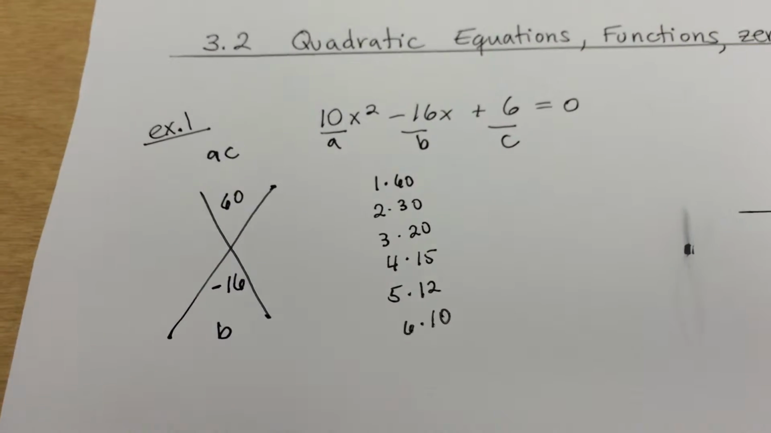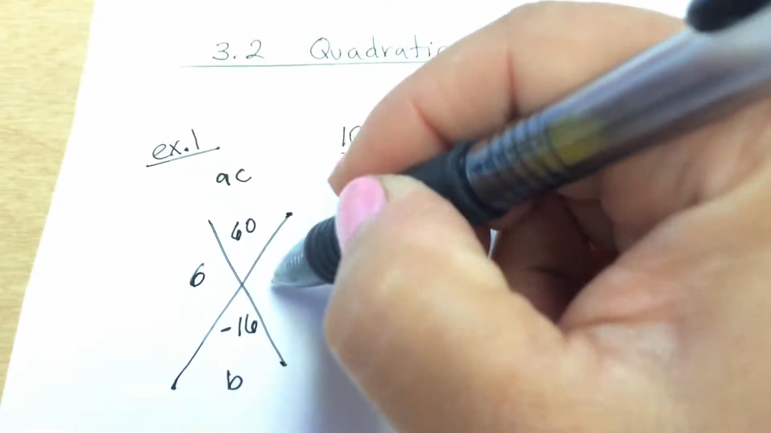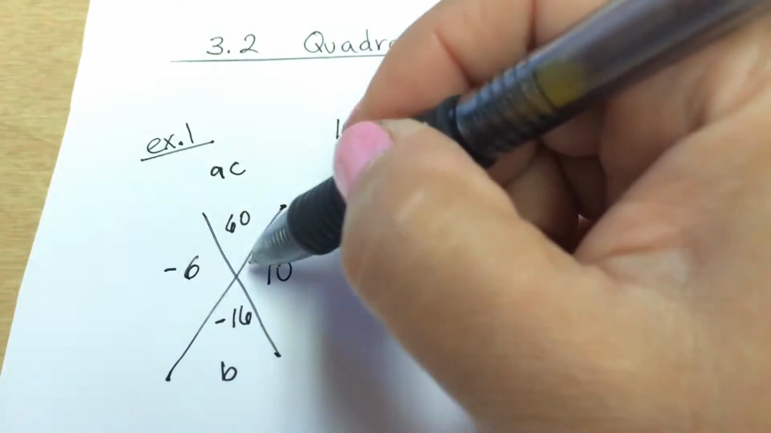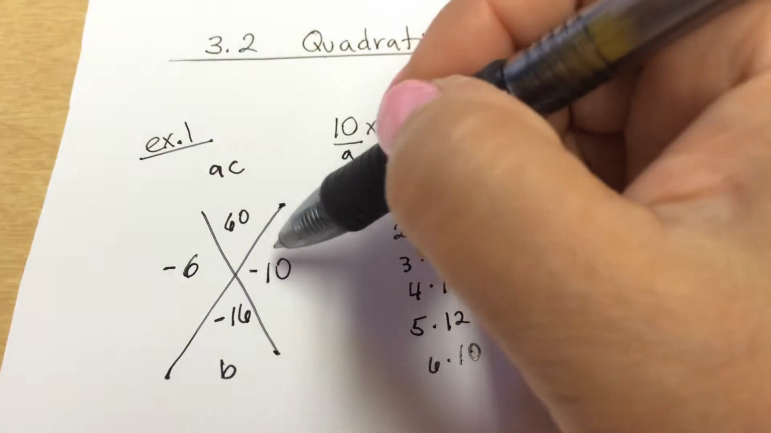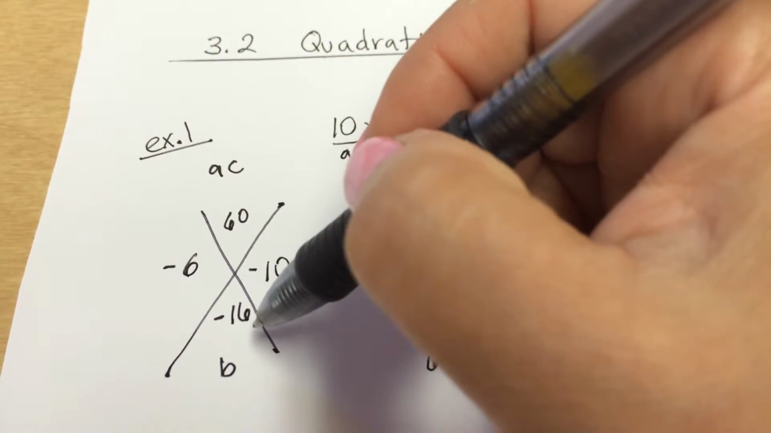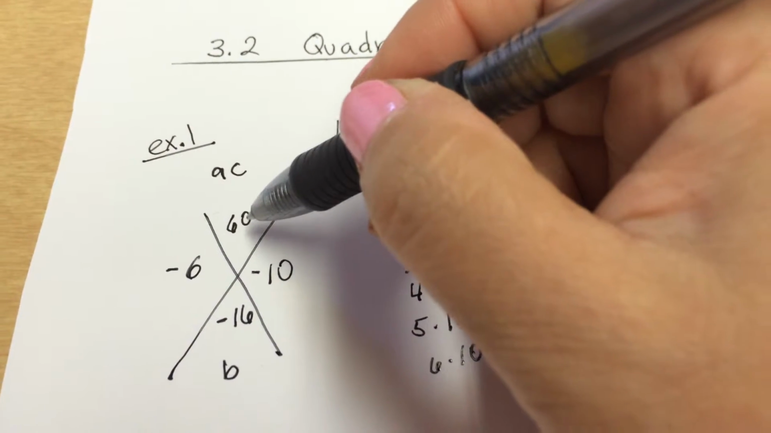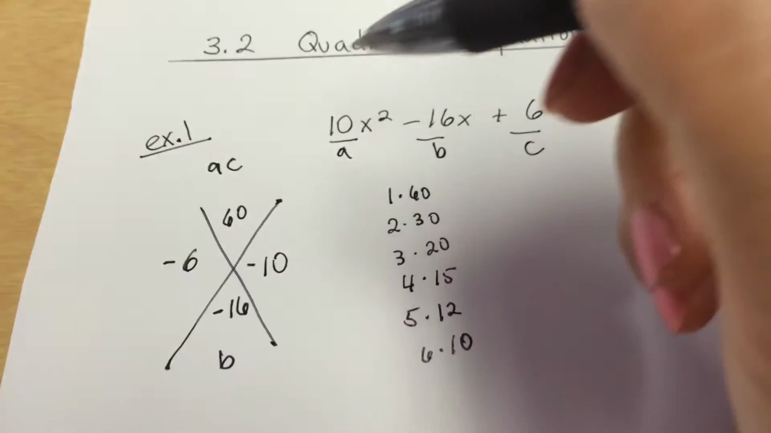Okay? So it's going to be 6 and 10, so I'm going to put 6 and 10 right here. Now I need to have a negative 16, so if I go negative 6, negative 10, if I add those together, that will give me negative 16. If I multiply negative 6 times negative 10, that will also give me 60 right there. Okay, so that works right there.